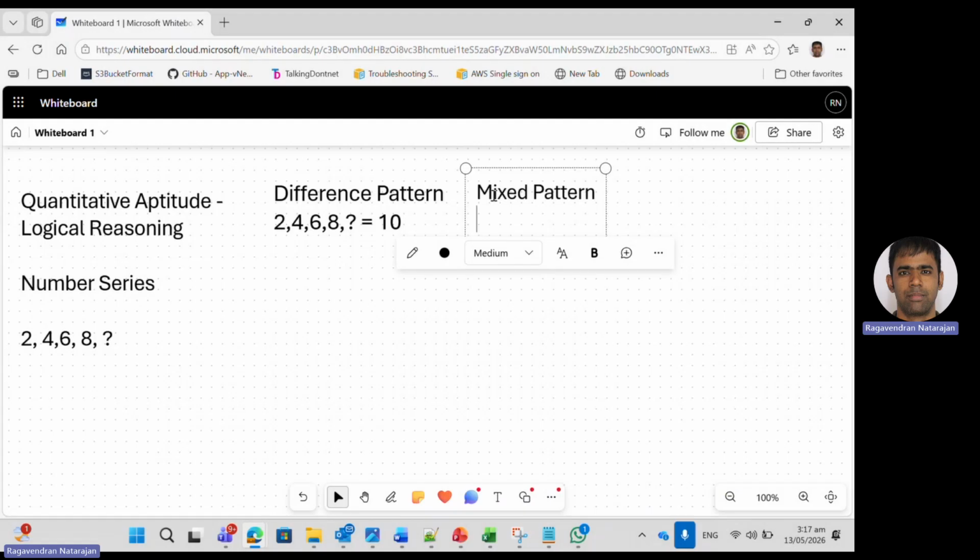I would also give one more exam tip for CA foundation students. The moment you are not able to find that it is a difference pattern, don't guess further. Apply the steps one by one in an analytical manner and try to find the correct number. Here, 2, 6, 12, 20. This is my mixed pattern question.